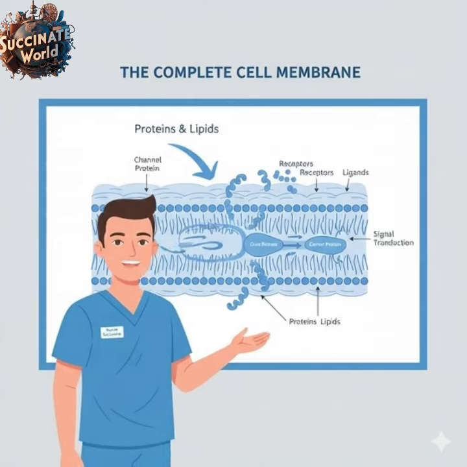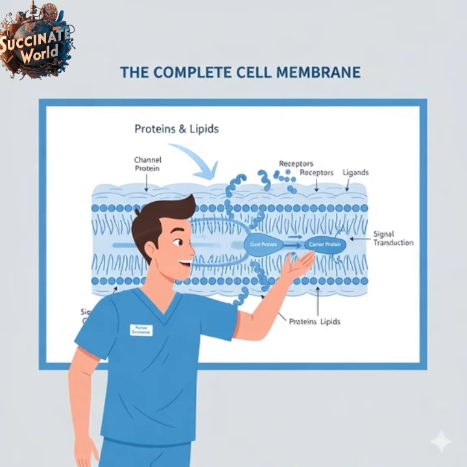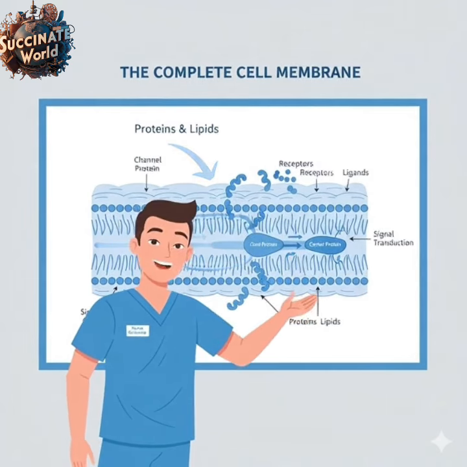In summary, the cell membrane is a dynamic and selectively permeable barrier made of a phospholipid bilayer and proteins working together to protect the cell and regulate transport.